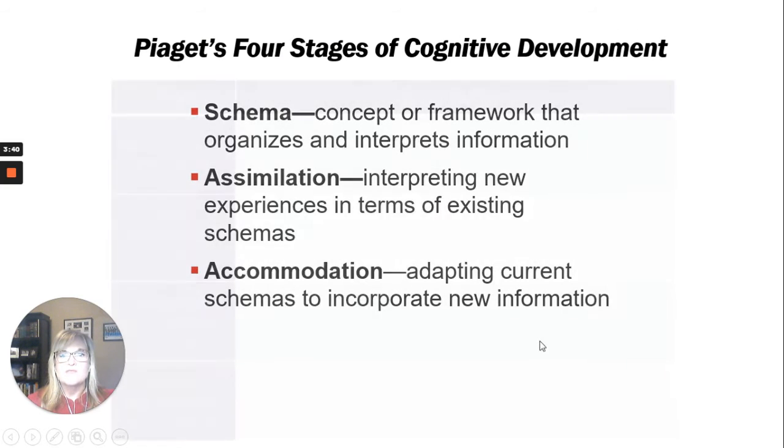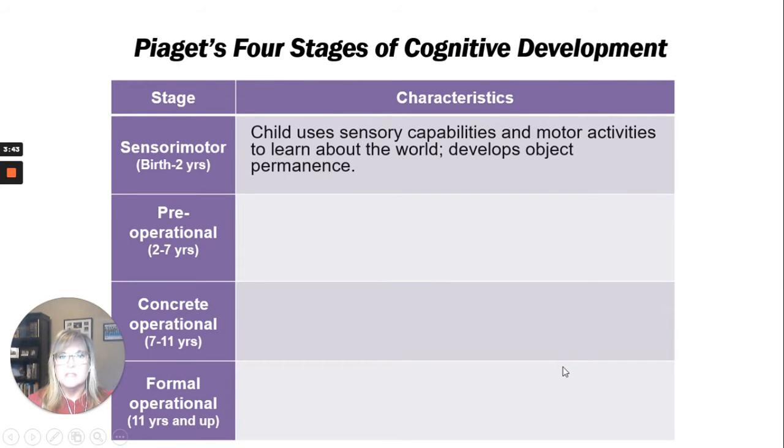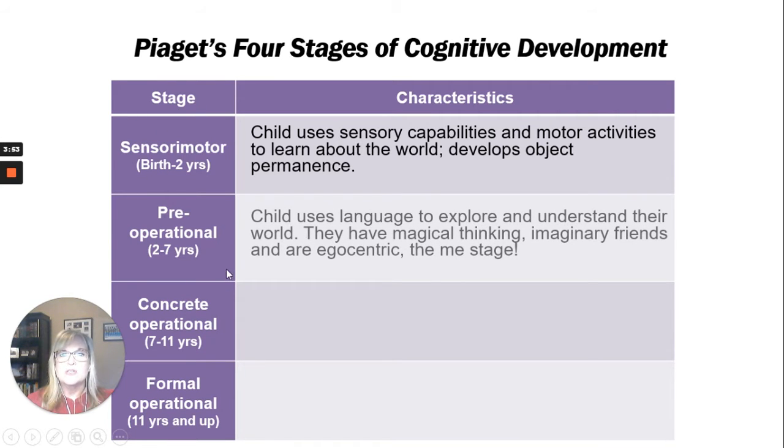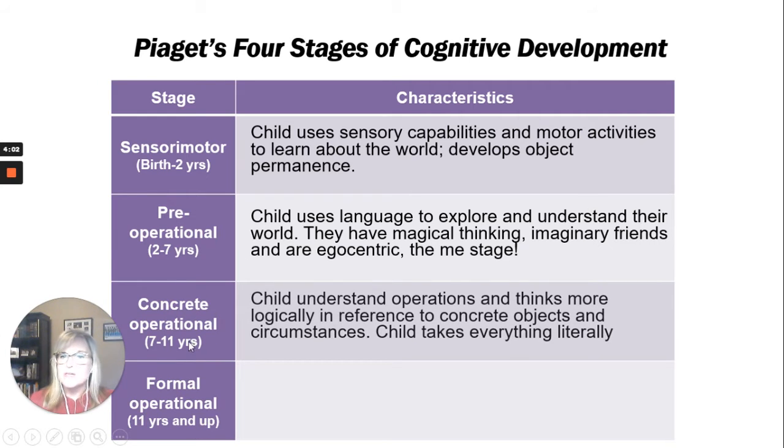So Piaget has 4 different stages of cognitive development that we're going to talk about. Sensory motor is birth to 2, where they're learning all about their senses and developing their sensory capabilities and their motor skills. Pre-operational is where they're learning language. They may have magical thinking and imaginary friends, and they're pretty egocentric at this age. Concrete operational is kind of the elementary school years.